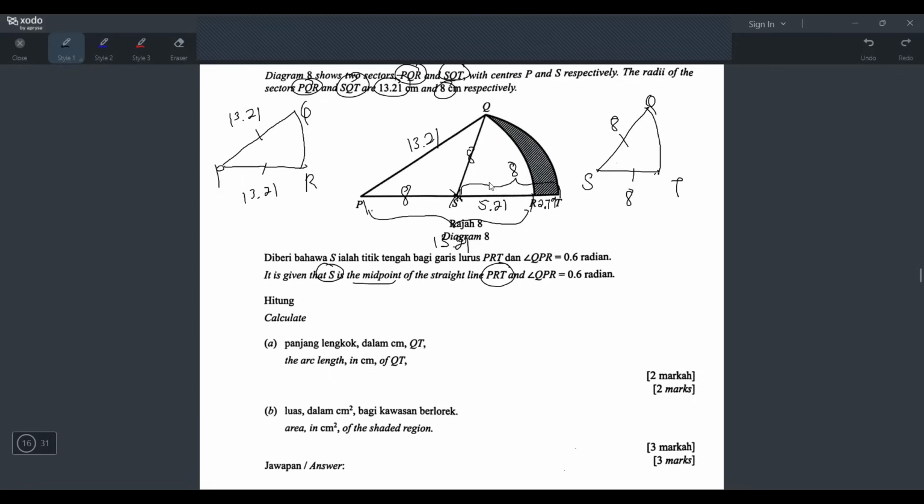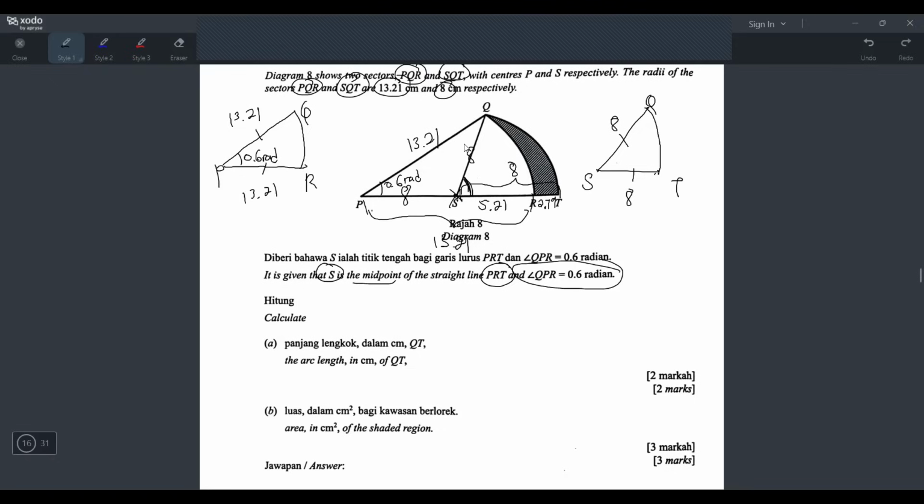Okay, after filling up all this, there's still another piece of information. Angle QPR is 0.6 radian. QPR, this one is 0.6, and I will also label in my own diagram here, 0.6. And let me tell you something: you can actually find the angle here. You will take 0.6 times 2.